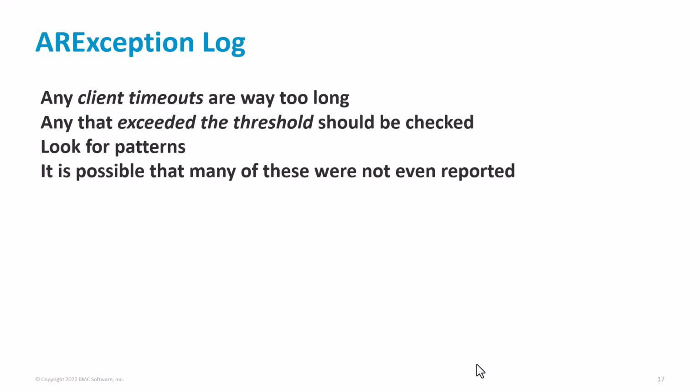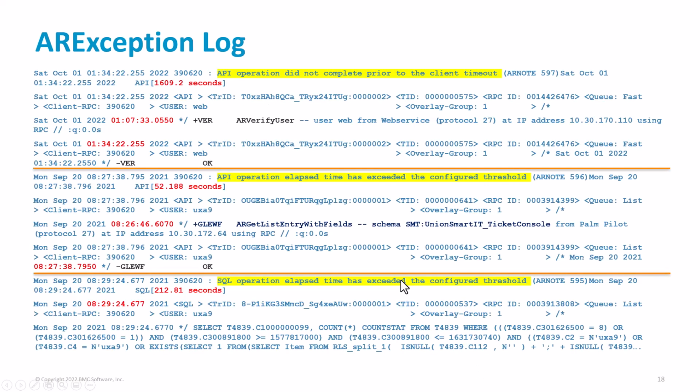The log also logs any actions or APIs or SQLs that exceeded the thresholds that you set on the server statistics page, and any of those should be checked as well. So we're going to use the log and look for those timeouts, those items that exceeded the threshold, and we're going to look for patterns and see if we can find a performance issue that we need to start troubleshooting.